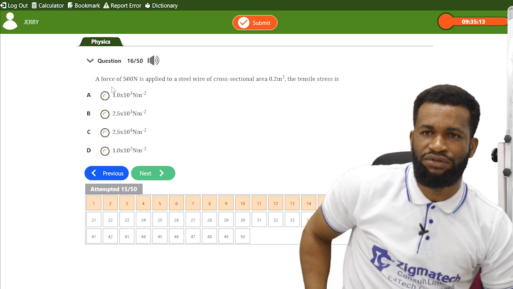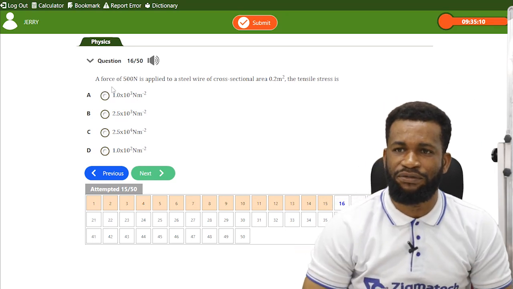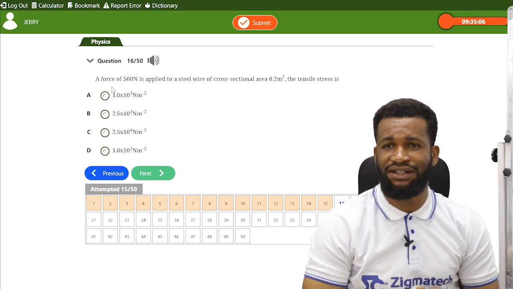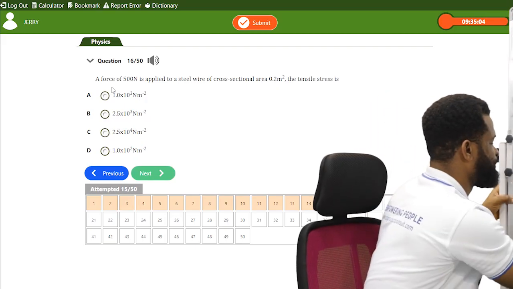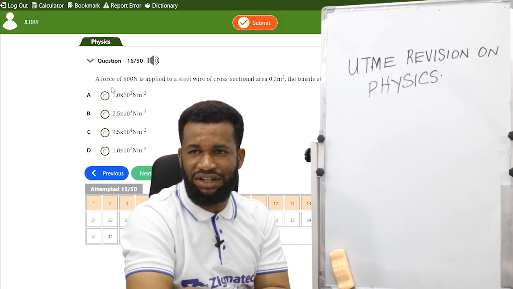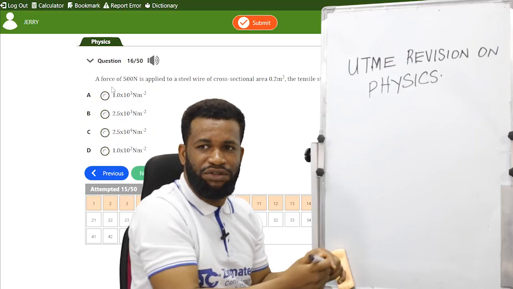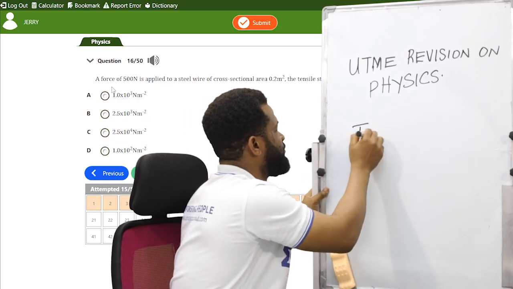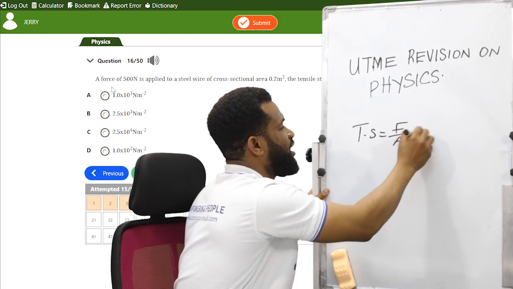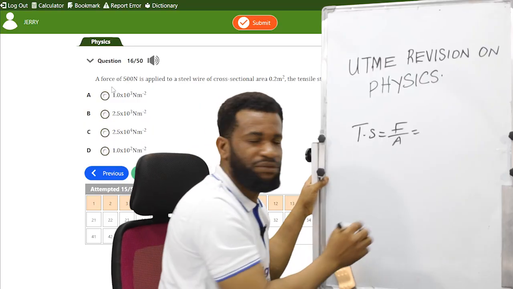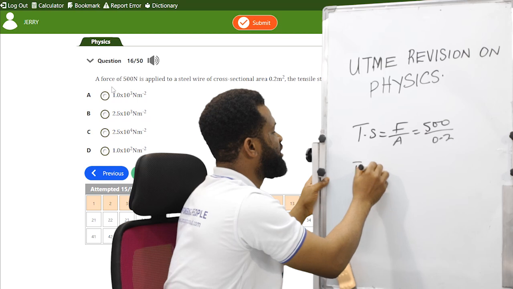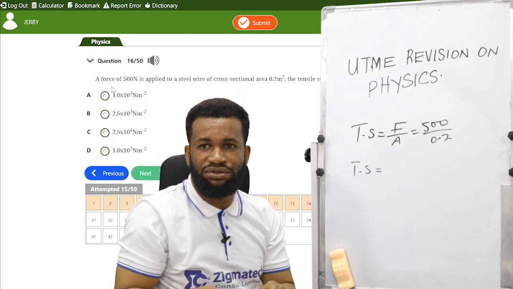Now, a force of 500 Newton is applied to a steel wire of cross-sectional area 0.2 meters square. The tensile stress is, all right. When we talk about tensile stress, you are talking about a kind of pressure. So the tensile stress is given as force over unit area, and the force there is 500 divided by 0.2.